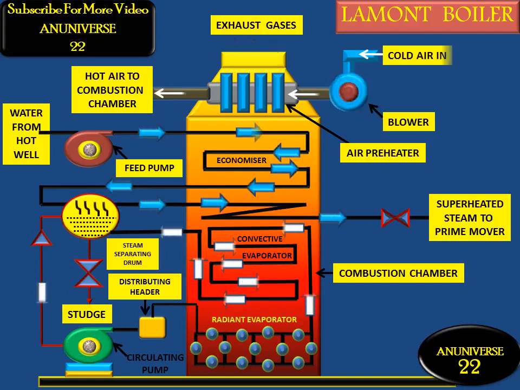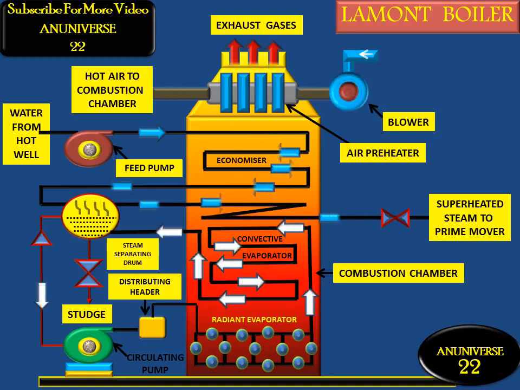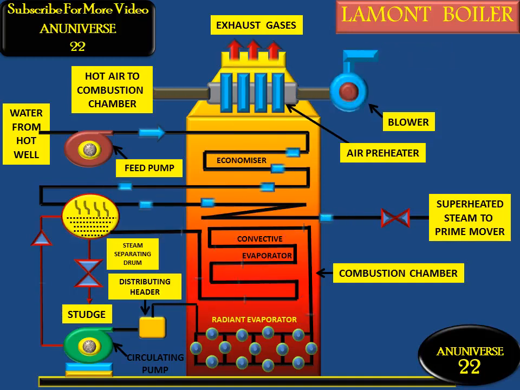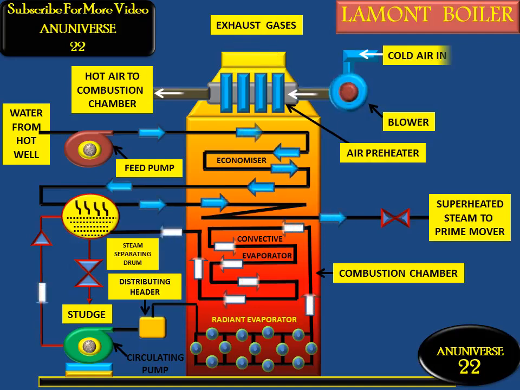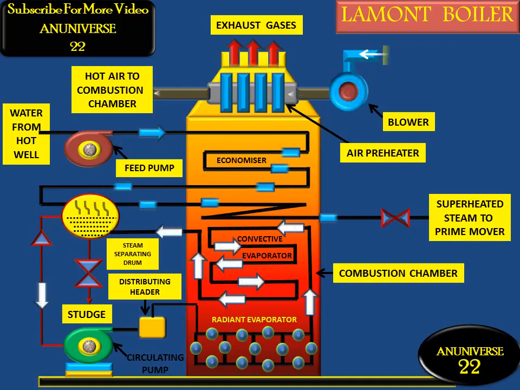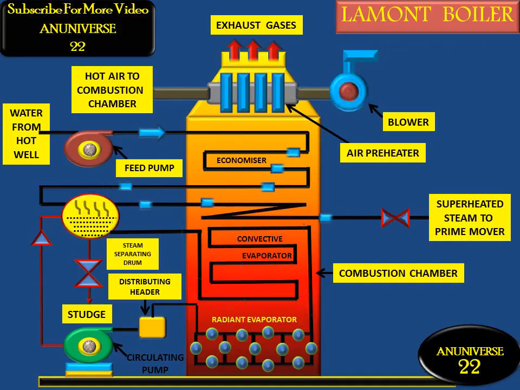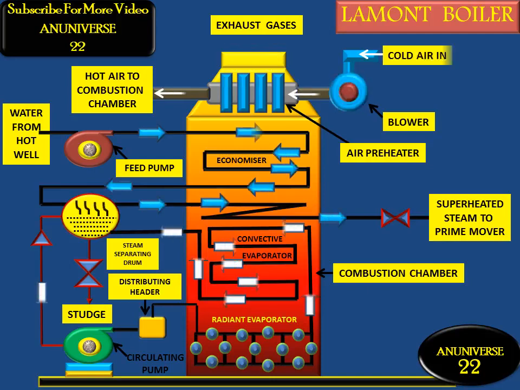So these gases from the superheater are again used to preheat the air in the air preheater before being exhausted into the atmosphere. The working pressure of this boiler is above 170 bar, and it has a steam generation capacity of about 50,000 kg per hour at a temperature of 773 Kelvin. So today we learned about the components and working of the Lamont boiler.